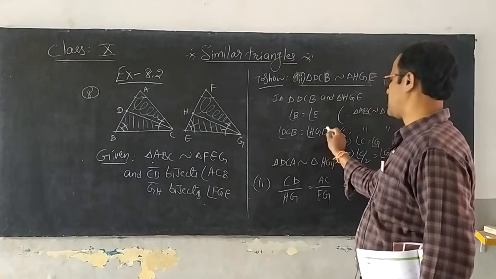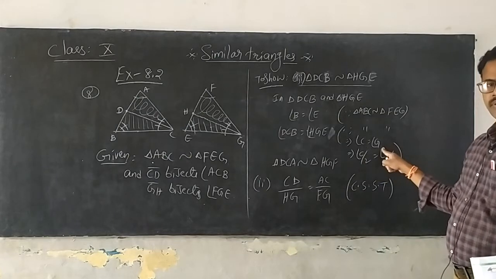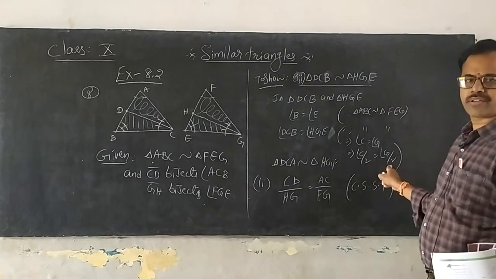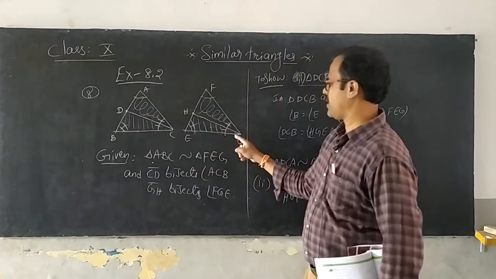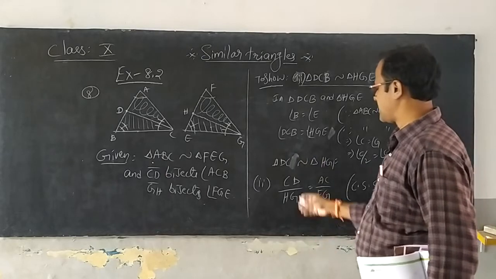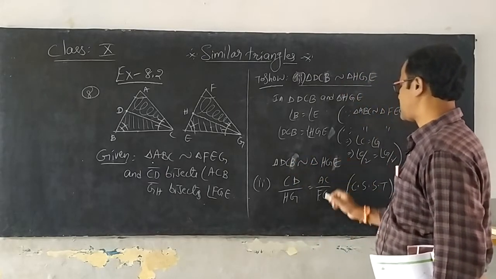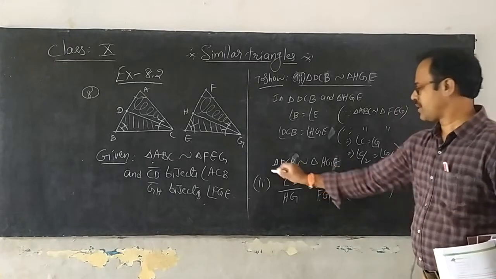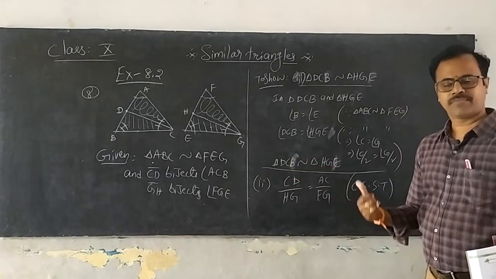Angle HGE. Why are they equal? Because angle C is equal to angle G. The C by 2 is equal to G by 2. C by 2 is nothing but angle DCB. G by 2 is nothing but angle HGE. So you can say the triangle DCB is similar to triangle HGE. Okay. This completes our answer. Is that clear, everybody? Right, very good.